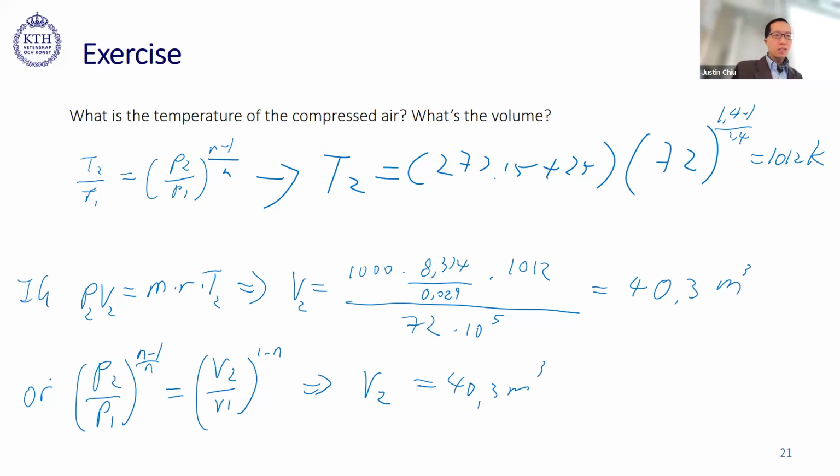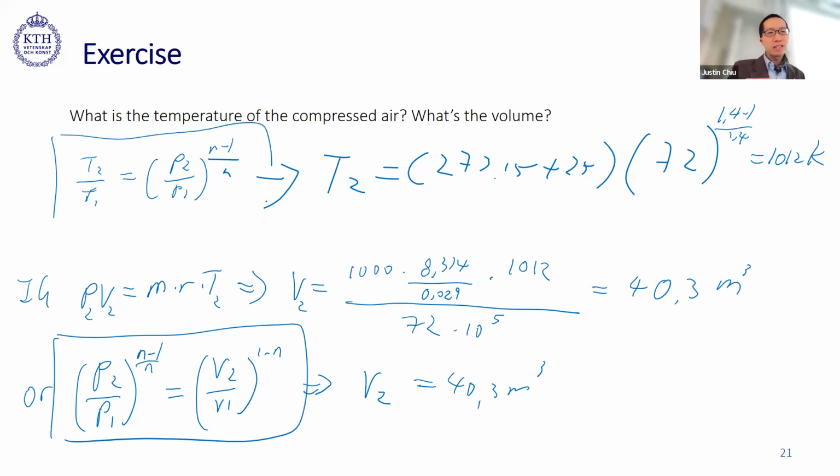So sometimes this equation is faster, sometimes it's slower. It depends. For the first case, this is very fast. But if you want to calculate the V2 from here, it may take more time. So it's up to you to decide what is best, but they will give you the same results.